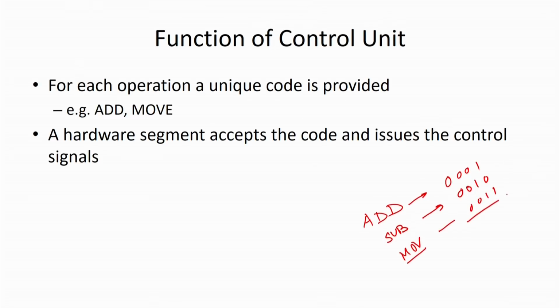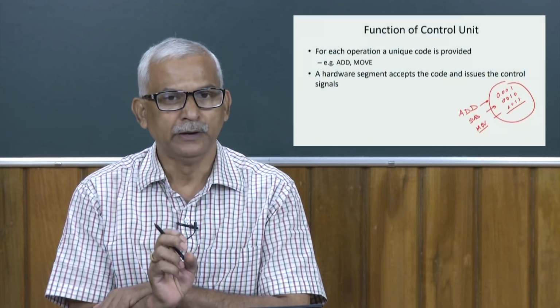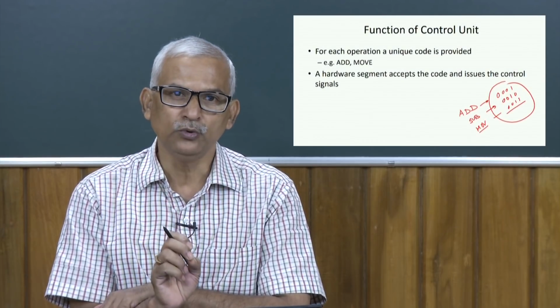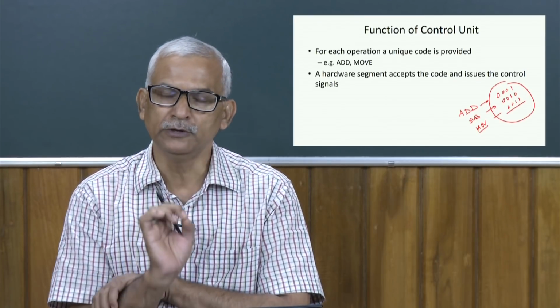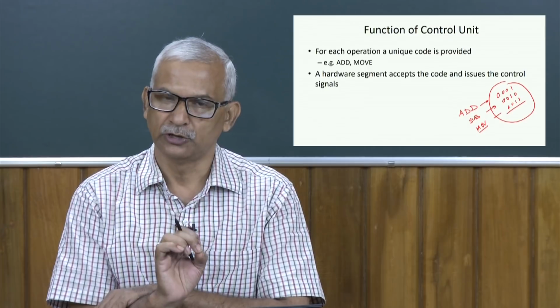So, I am going to say that 001 is the code for that, if we are going to work with 4 bits. This is the way we can give a unique code to each and every operation. And when we get this particular unique code, we know what operation we need to perform. The control unit is going to generate the appropriate signal to carry out those particular operations or tasks.